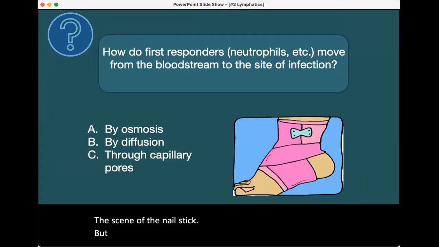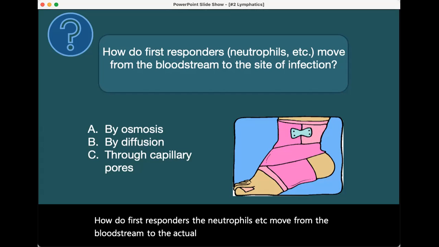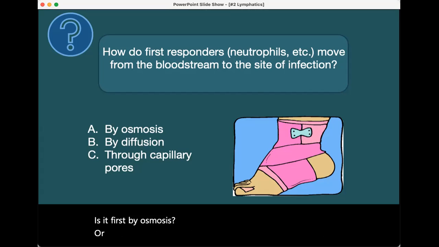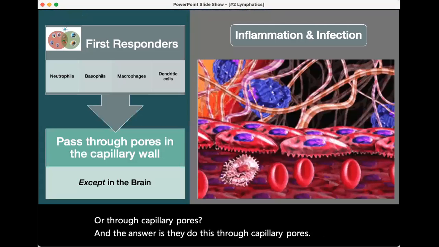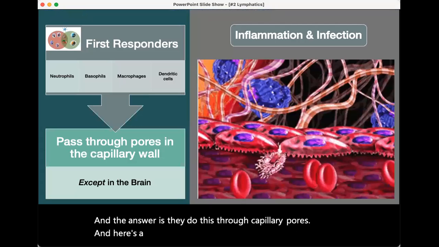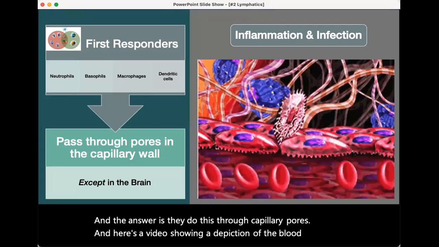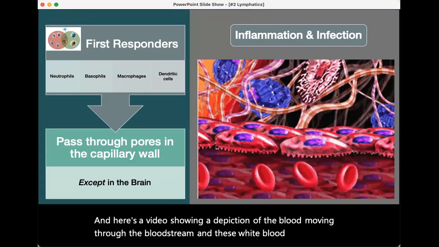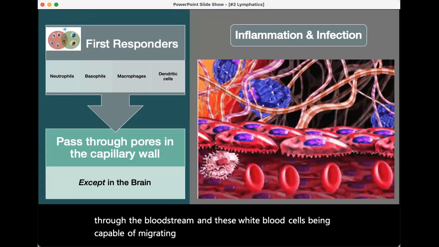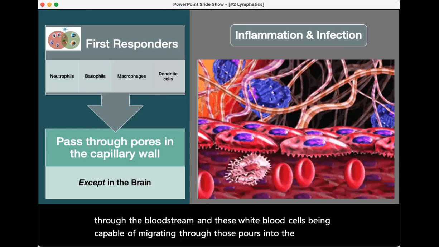Our first question: how do first responders, the neutrophils, etc., move from the bloodstream to the actual site of infection? Is it first by osmosis, diffusion, or through capillary pores? And the answer is they do this through capillary pores. And here's a video showing a depiction of the blood moving through the bloodstream and these white blood cells being capable of migrating through those pores into the subcutaneous tissue.